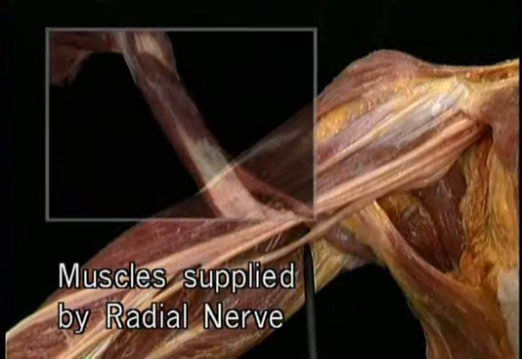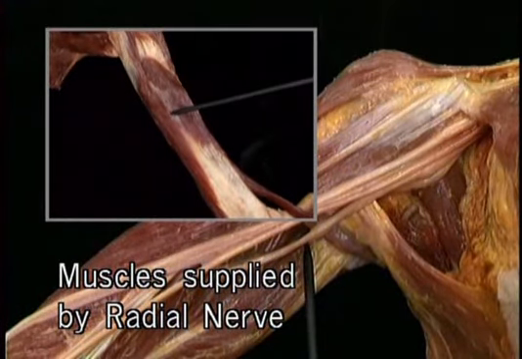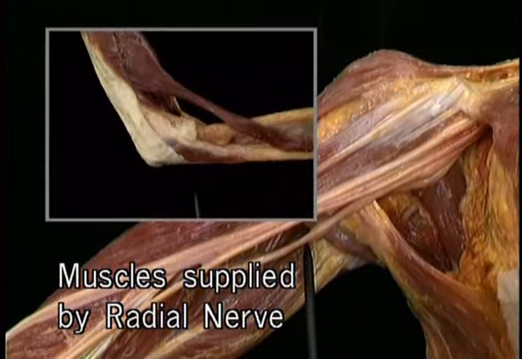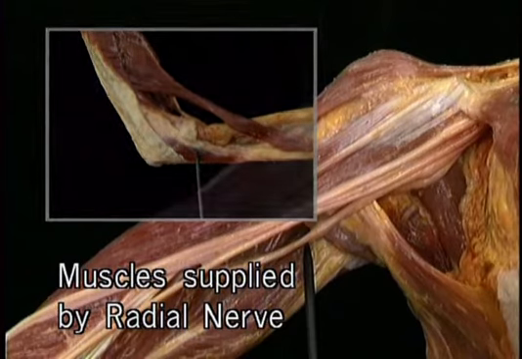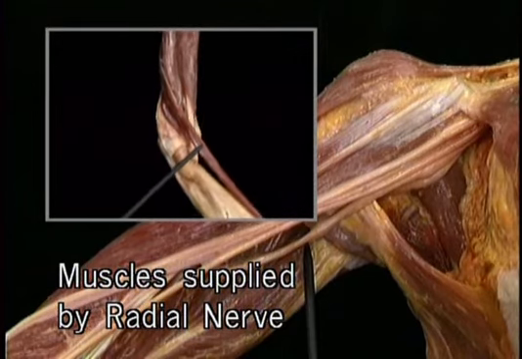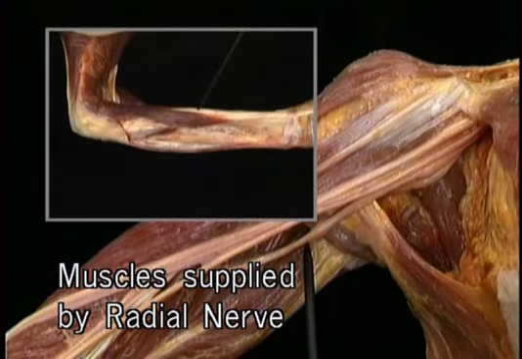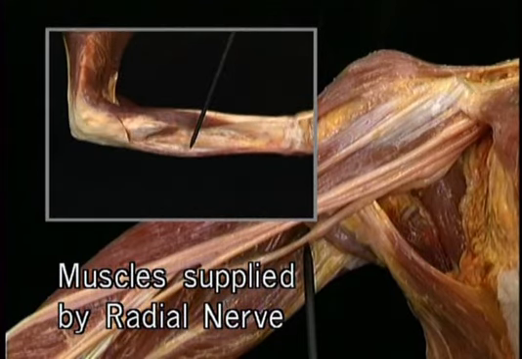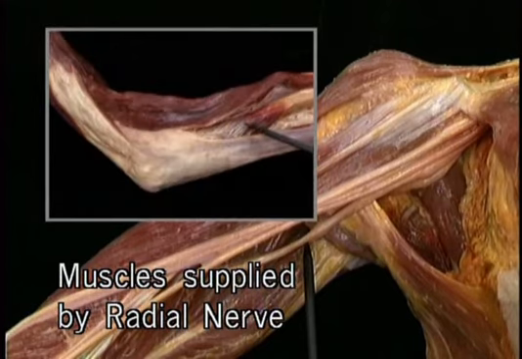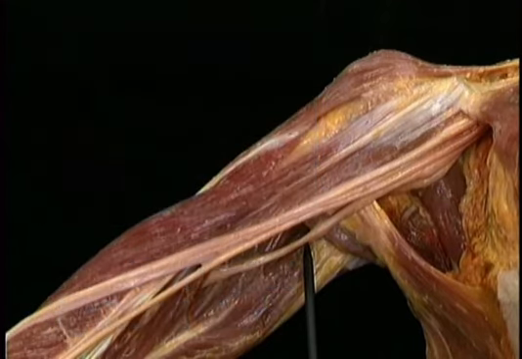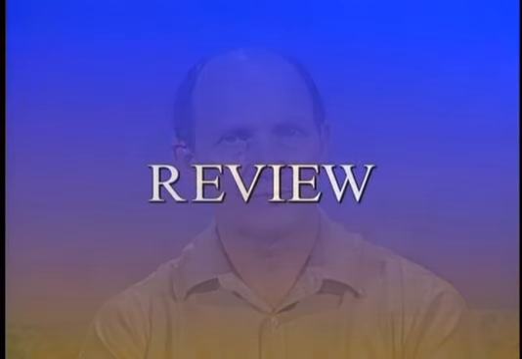Of the muscles that we've seen, the radial nerve supplies the triceps, anconeus, brachioradialis, all three wrist extensors, and supinator. To end this section, let's briefly review first the vessels and then the nerves from the shoulder to the elbow.